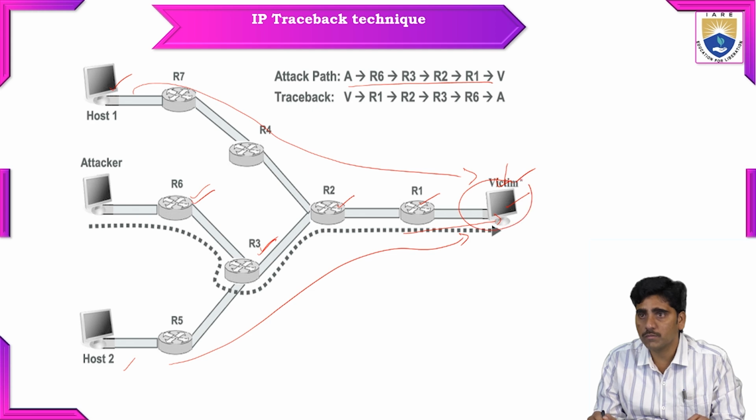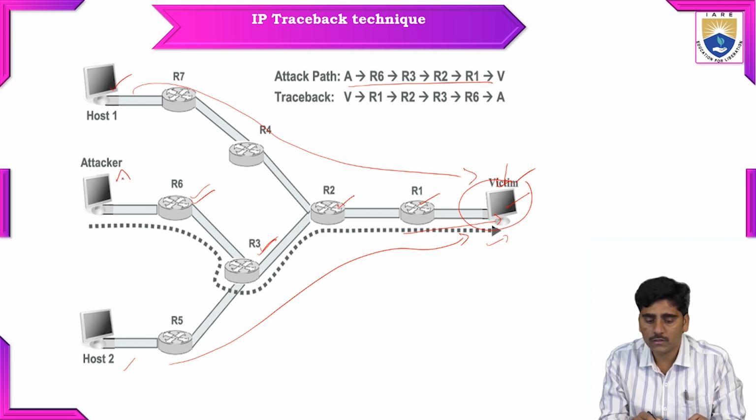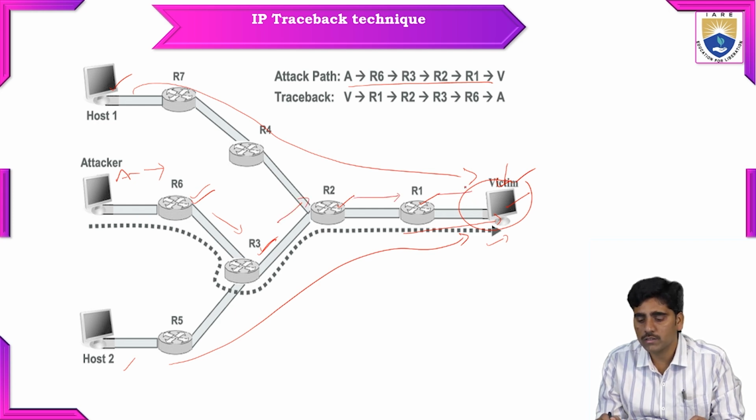Now the system, this victim, is the attacked system or target system. So the attacker is attacking the system by using this router 6 along with this router 3, along with this router 2, along with this router 1, and along with this victim target system.